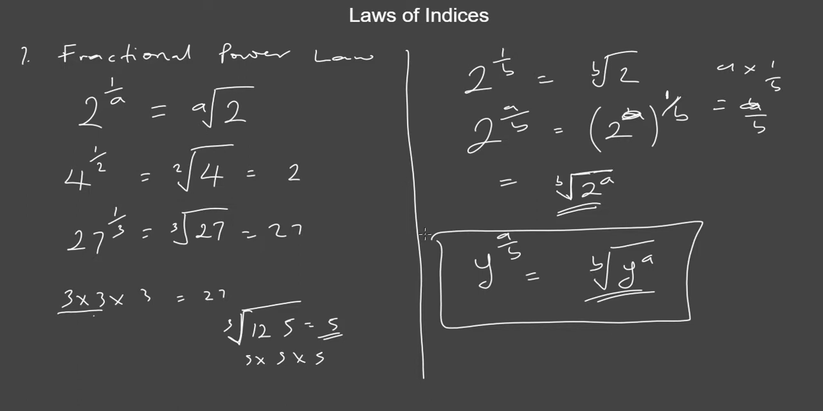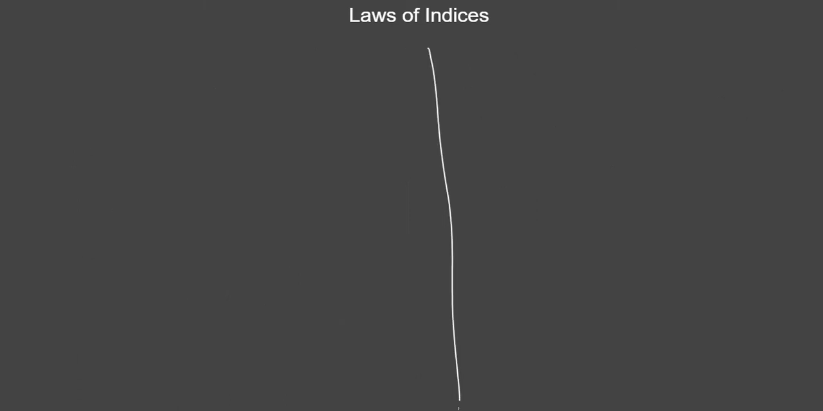Okay, so let's now summarize what we've learned so far. Then we'll solve some past questions. The first law we learned happens to be the multiplication law, which says if you have a raised to the power of m times a raised to the power of n, the result is a raised to the power of m plus n. Just add the powers as long as the bases are the same.